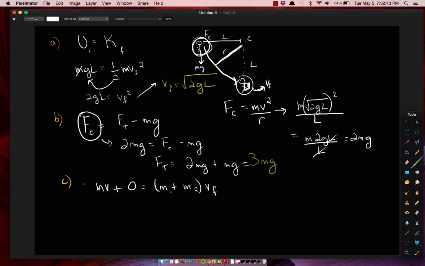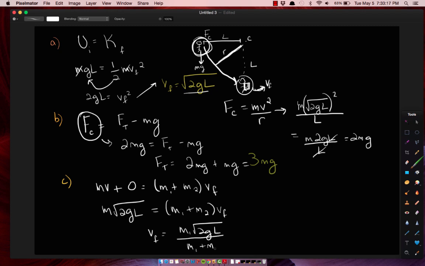So now we substitute what we know. As we said in the first part, the final velocity of the person is square root 2gl. So m square root 2gl is equal to m1 plus m2 times vf. So we say that vf is equal to m square root 2gl all over m1 plus m2. And that is our final answer for this part.